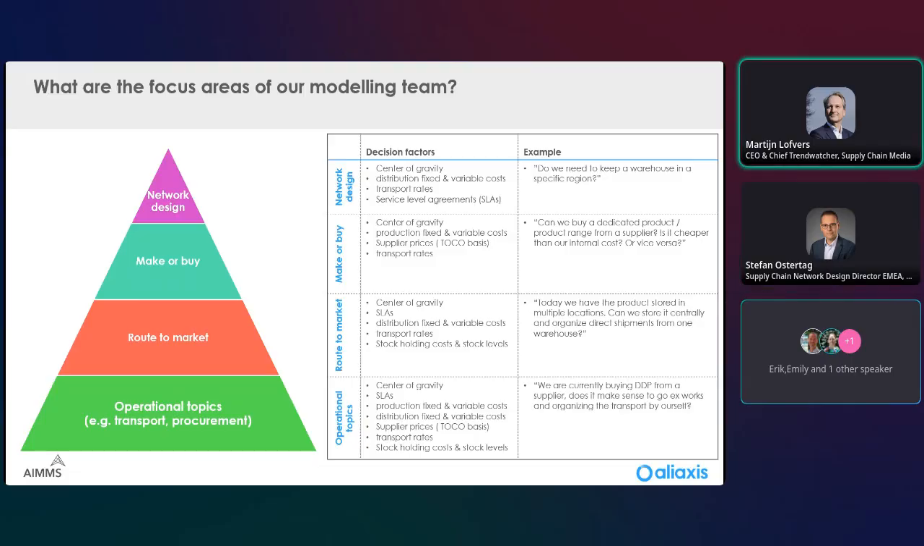So if I look at the pyramid, on the top, what is the frequency of usage on that level, and what is the frequency of usage at the bottom? Obviously on top, network design, you do not change it every second month. This is something more mid to long term, so every 6 to 12 months we have a look at that. For all the topics which are down below, from make or buy, route to market, operational topics, we have installed a so-called sourcing board as part of our IBP process.